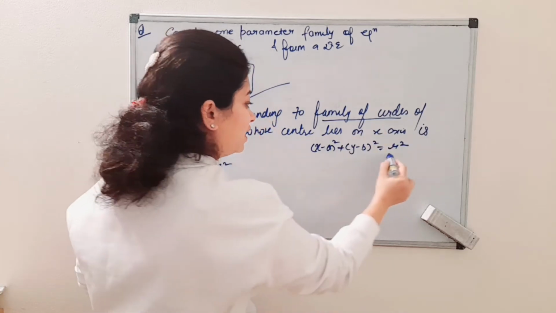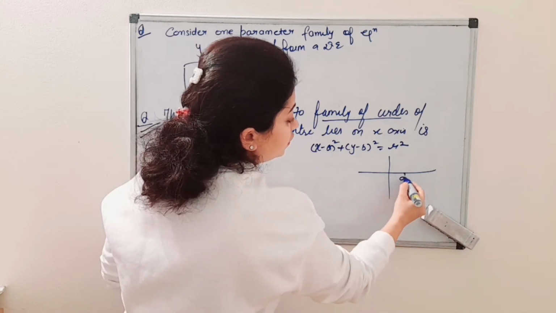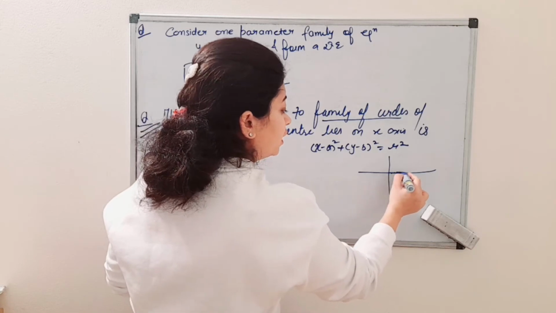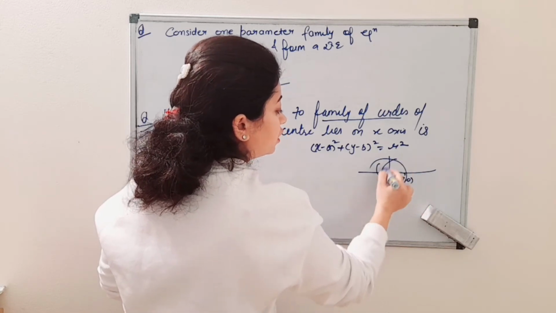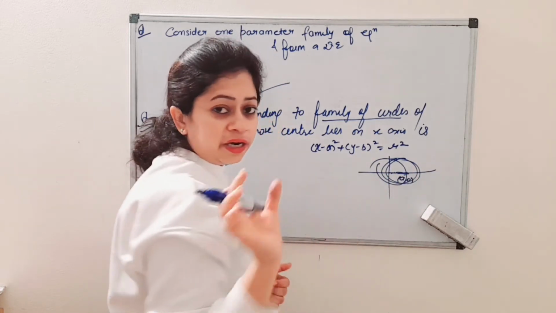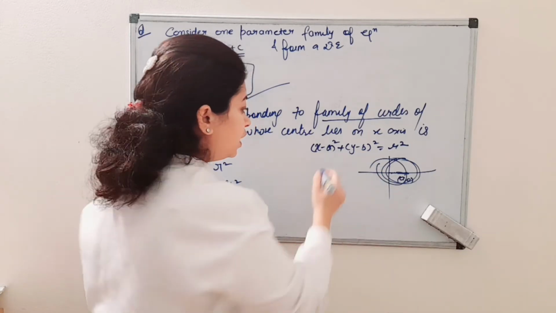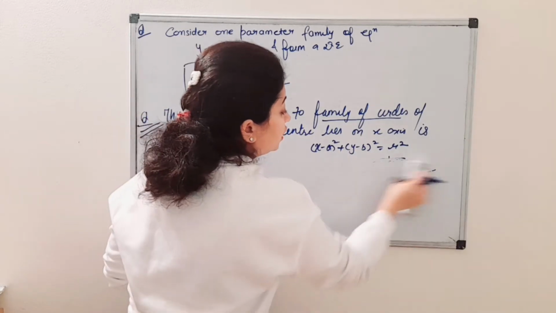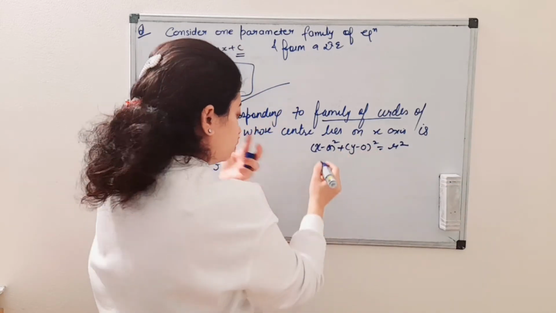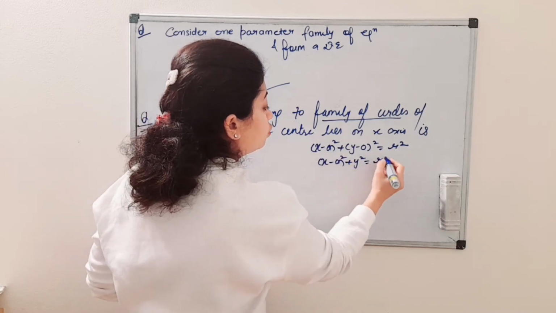Now they are saying center lies on x-axis. On x-axis we have point (a, 0). Okay, a can be here, a can be here, so circle can be here, circle can be here, circle can be here, but radius is fixed. Radius will always be r. Suppose radius is 3, then it will always be 3. So a and b are parameters, but they are saying center lies on x-axis, that means b is 0. So we have (x minus a) square plus y square equal to r square.